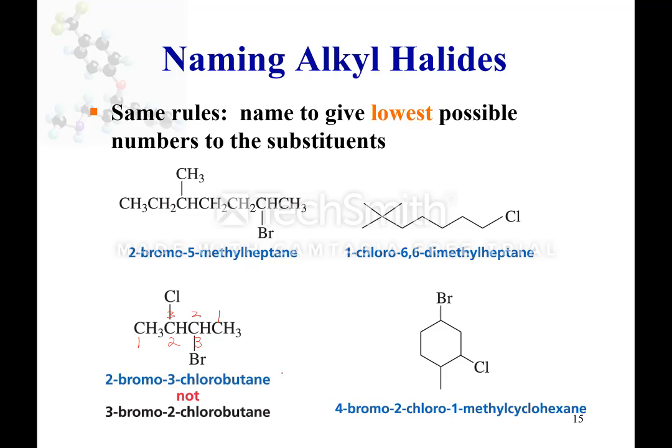However, we pick this name as giving 2 to the bromo because B comes before C, and when both numbers are even the same, the one that comes earlier in the alphabet gets the lower number. So you may want to pause at this stage to have a look at the other examples to make sure that you understand how the rule is applied.